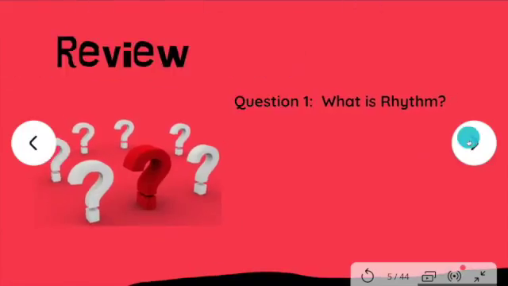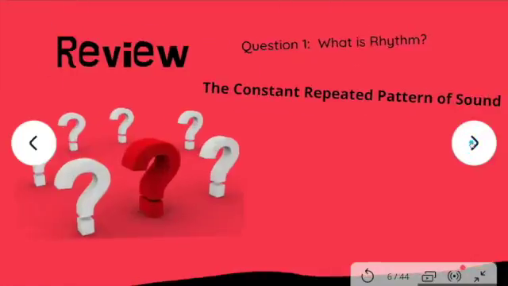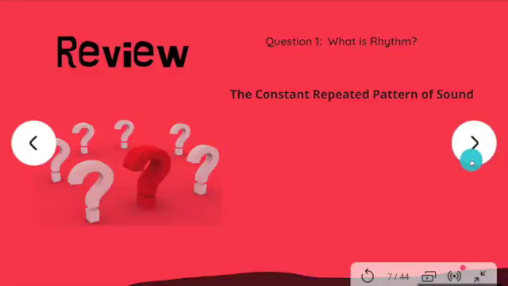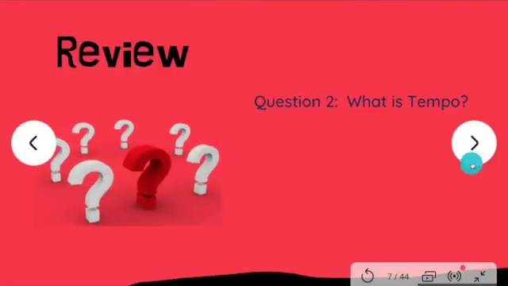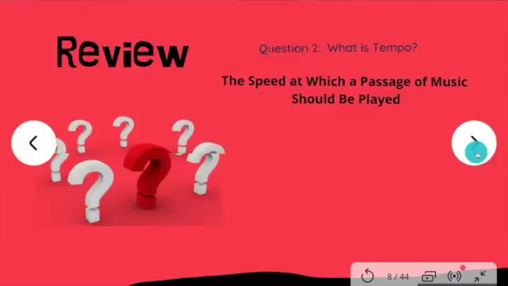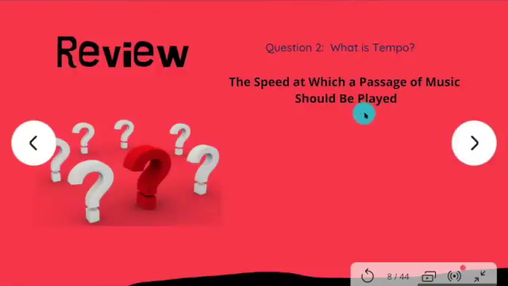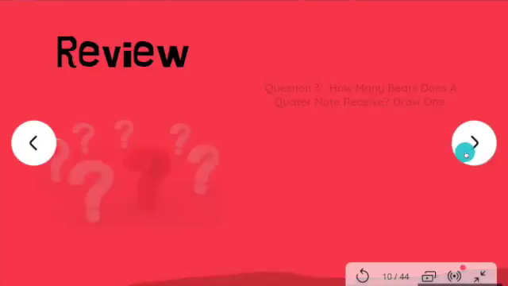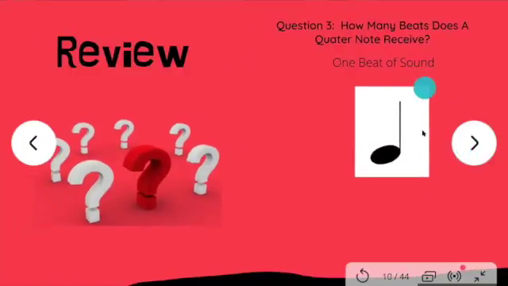All right, so what is rhythm? Rhythm is the constant repeated pattern of sound. What is tempo? The correct answer is the speed at which a passage of music should be played. Question number 3. How many beats does a quarter note receive, and draw one? Well, a quarter note receives one beat of sound, and you will draw it by making a circle, filling it in, and putting a line up.